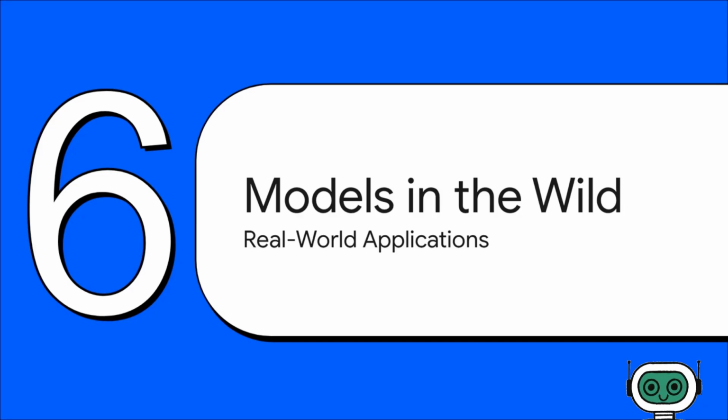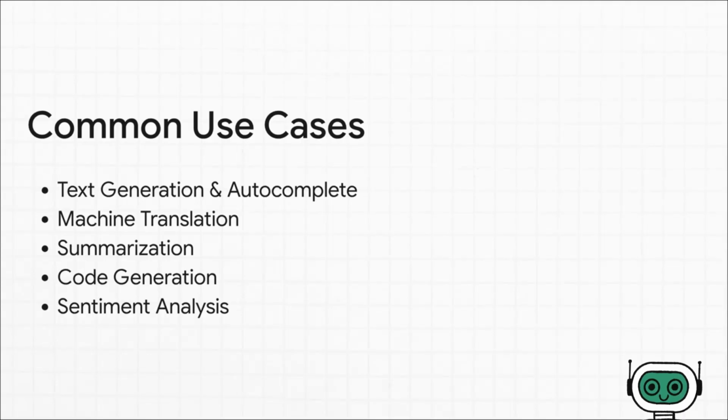All right, so that's the theory. But where do you actually run into these models in your day-to-day life? Well, they're pretty much everywhere. It starts with that autocomplete on your phone, but it's also the engine behind machine translation, summarizing long articles, generating code, and even figuring out if a movie review is positive or negative.